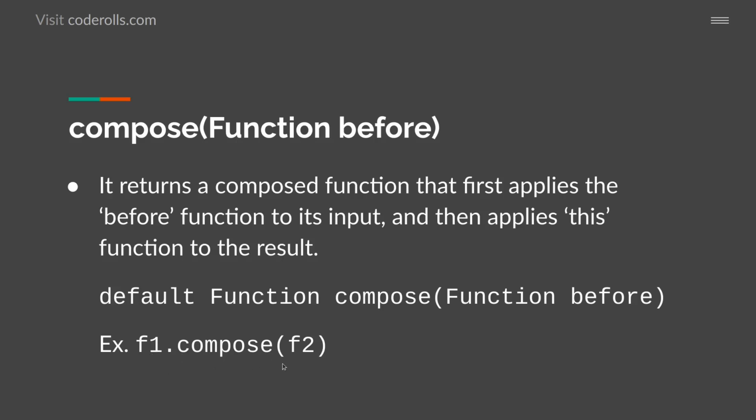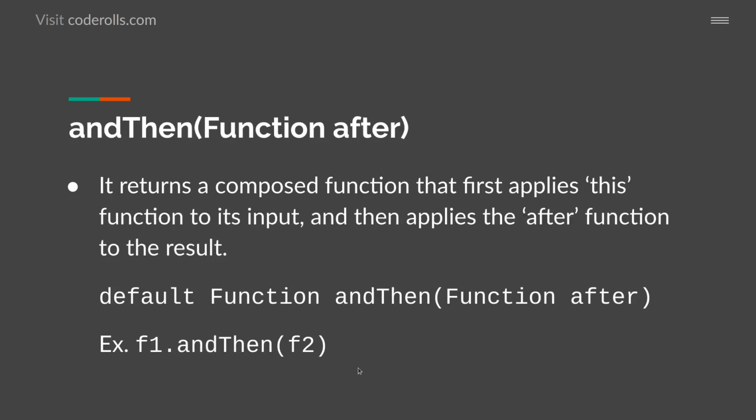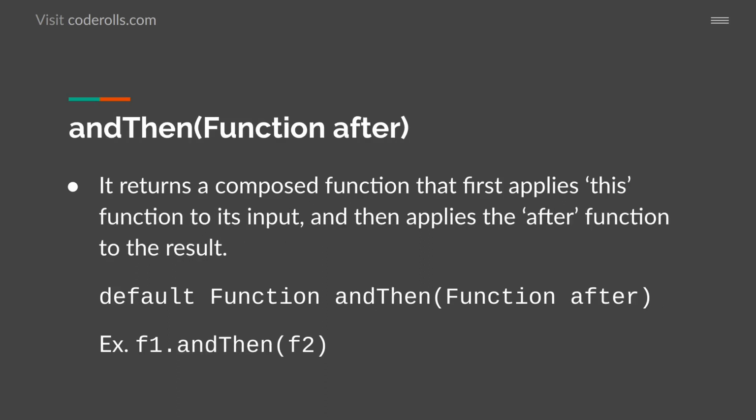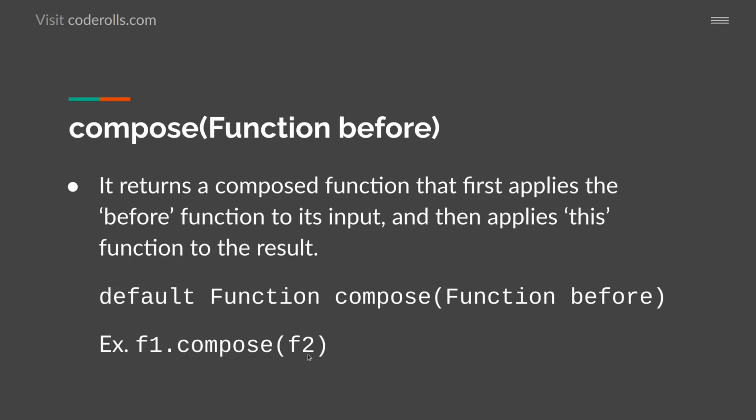Now you will understand the difference between both the methods, right? There is a little difference between andThen and compose, and it is just order reversal. So in andThen, f1 will be applied to the input first, and then whatever result comes, f2 will be applied to it. In case of compose, f2 will be applied to the input first and then f1 will be applied to the result of f2. So we will see examples of it in Eclipse and you will understand it better.